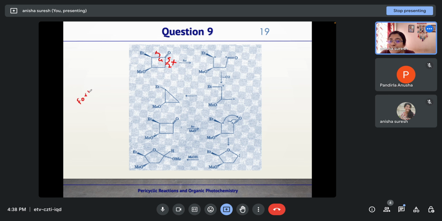Formation of secondary radical is preferred over primary. So this fragmentation will take place. Then decarbonylation will take place, minus CO, leading to formation of this diradical, and that diradical will combine leading to formation of the cyclopropane ring, right?